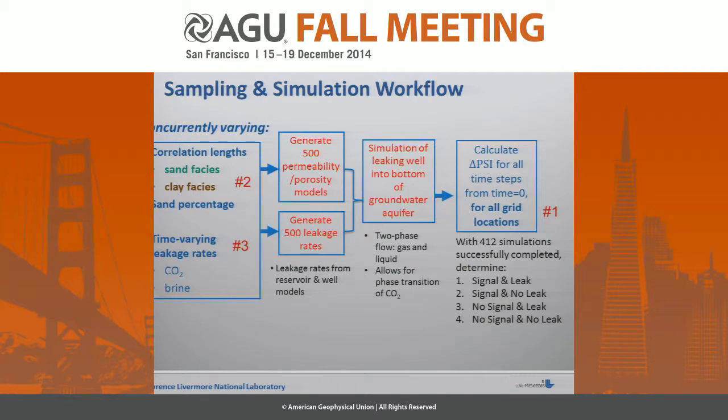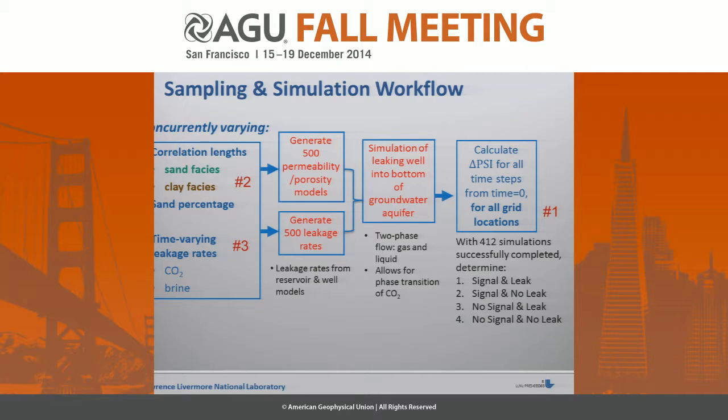so we're not really accessing all of the possible magnitudes of leakage. Next, we combine those two to actually simulate the leaking well at the bottom of the groundwater aquifer, and then take all of those results and calculate the pressure change over time from this leak. Specifically, I calculate the change in pressure in psi for all time steps, for all grid locations, and for all 412 simulations that were successfully completed. With all of these observations, we have a bunch of statistics where we can determine how often any of these four combinations are going to occur.